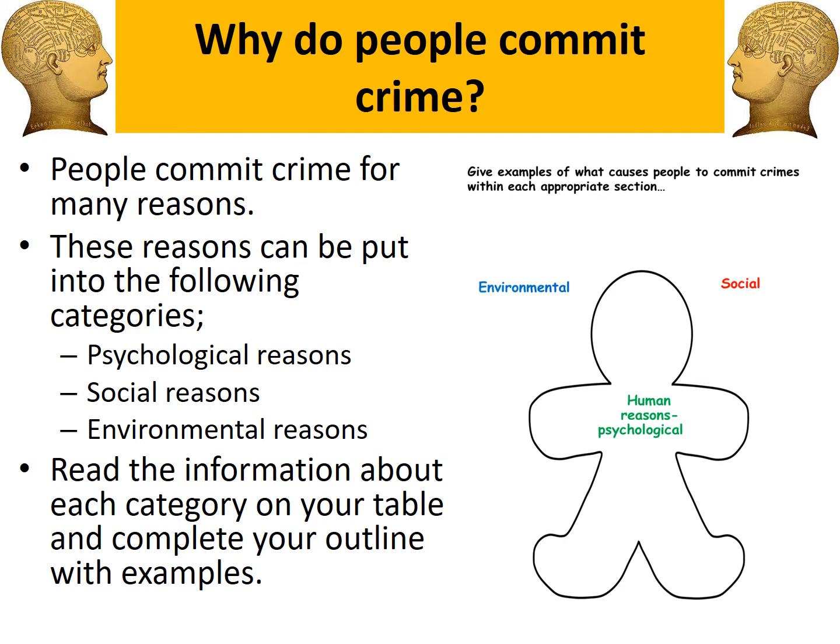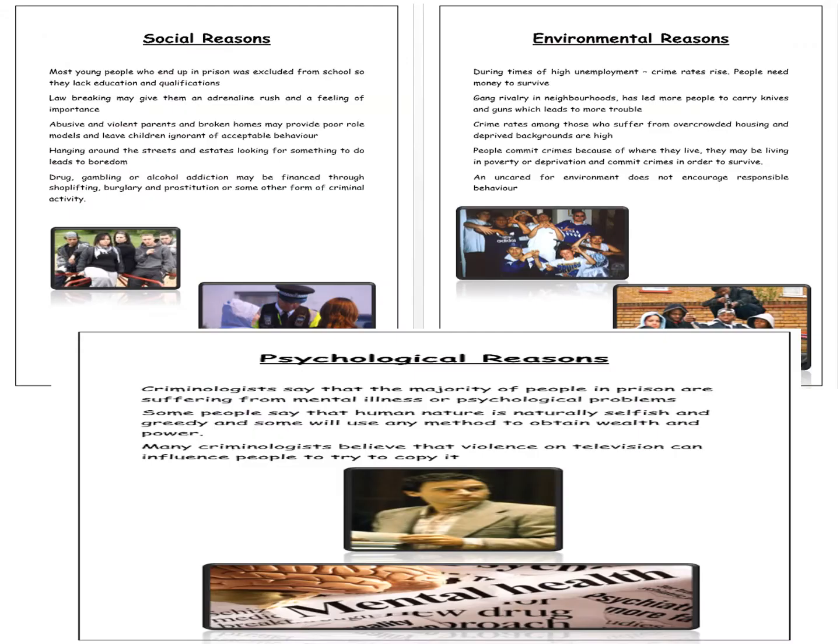Now what you're looking to do is to read the handout, and for environmental to make some notes, for social to make some notes, for psychological to make some notes. So this is categorising the reasons why people commit crime. Now these are the handouts that you're looking to use. Okay, I've uploaded these via Teams. So you've got social reasons, environmental reasons, and psychological reasons.